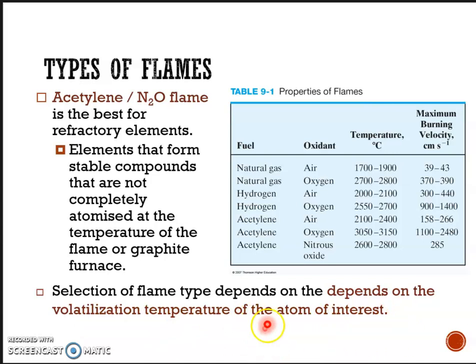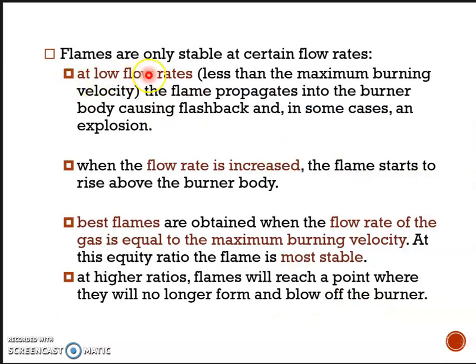Kita kena tahu sampel kita tu dia boleh vaporize, volatilize at what temperature. Kalau yang tinggi tu kena cari combination yang produce high temperature. Kalau yang biasa-biasa tu tak kisah. Commonly used adalah acetylene dengan air. Okay, so this one commonly used acetylene as a fuel and air as an oxidant. Okay. So flames are only stable at certain flow rates.